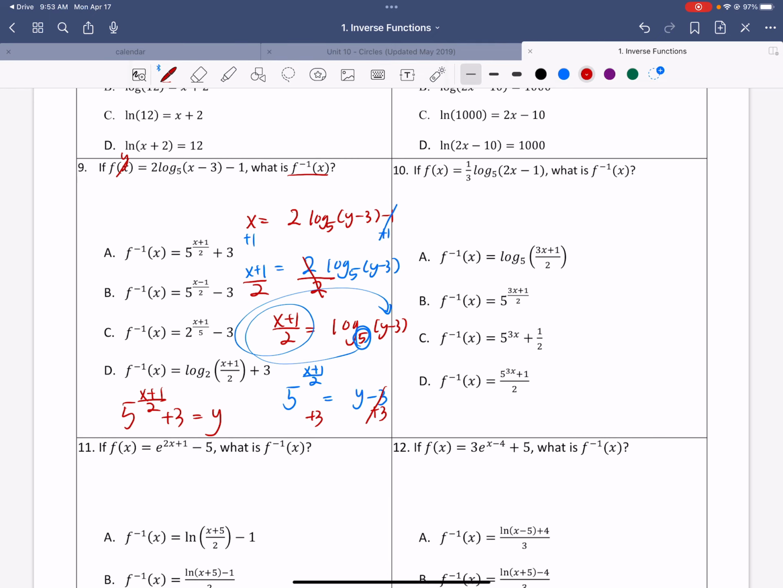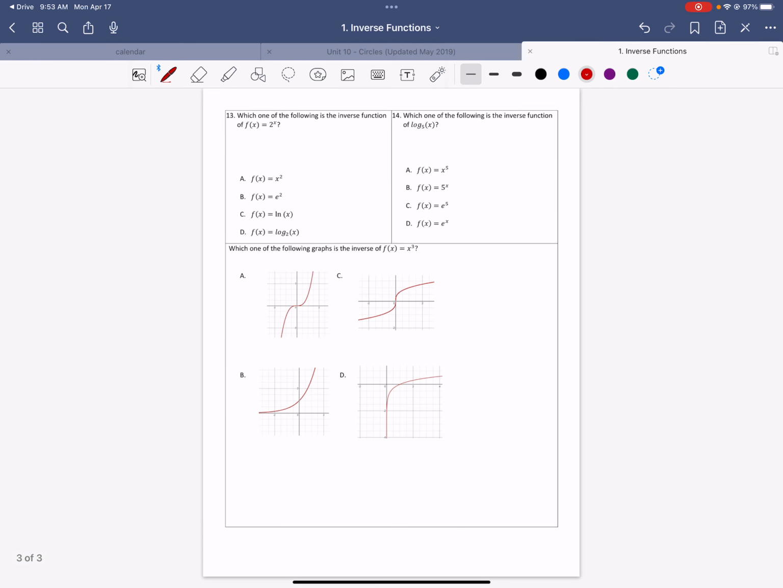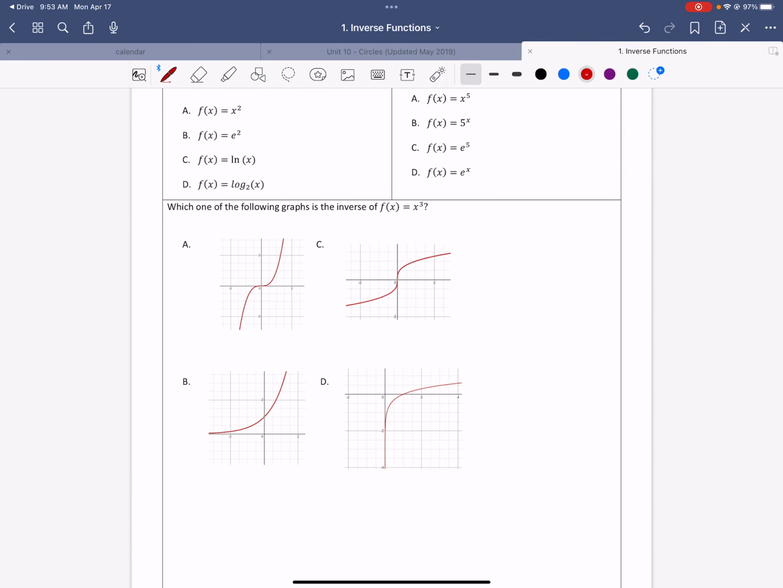So that's about it. If you need any help, just let me know. I will help you. What I can tell you for the last question here is, it says find the inverse of x cubed, right? Which is this one. What's the inverse of this one going to be? So you've got to know. If you don't know what to do, switch x and y for any 2 points and see how the graph looks, okay?